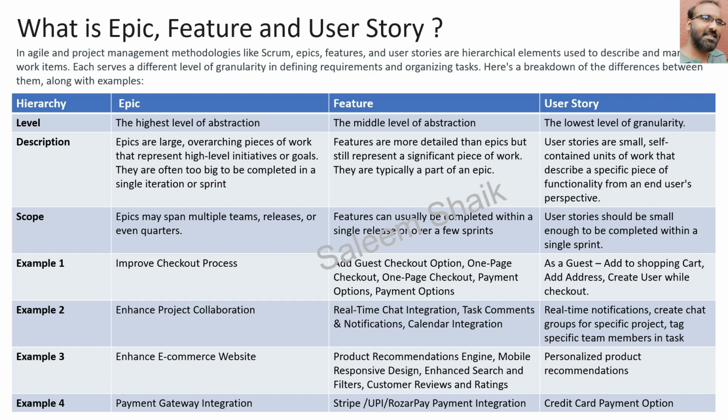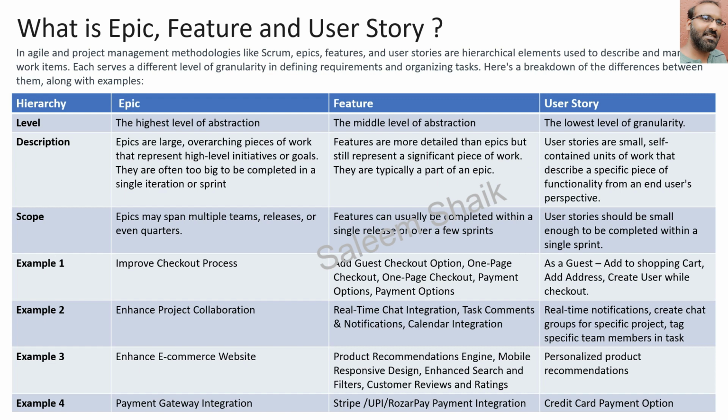See example 2, enhance the project collaboration. Here, what are the different features you can split from this epic? Real-time chat integration, task comments and notifications, calendar integration. Real-time notifications are also one of the user stories. Creating chat groups related to specific projects is one of the user stories. Tag specific team members in the task so that I can assign the task, as a user story.